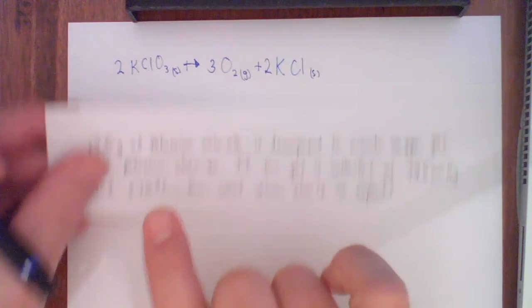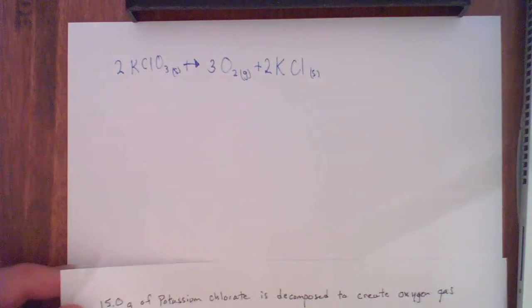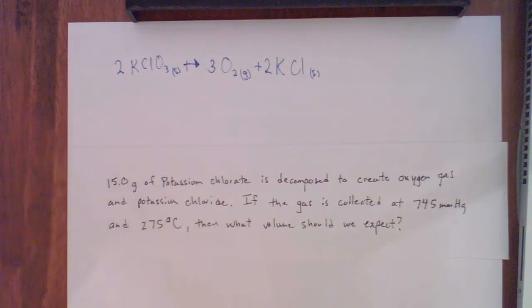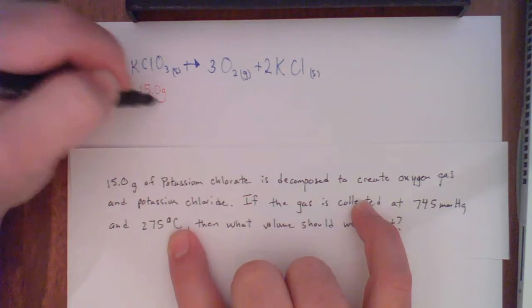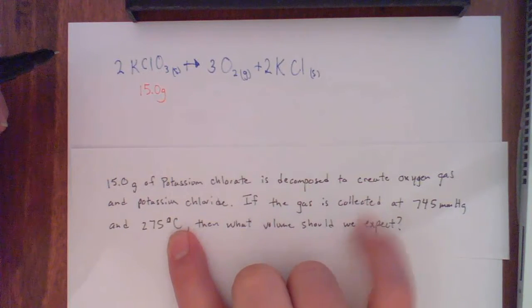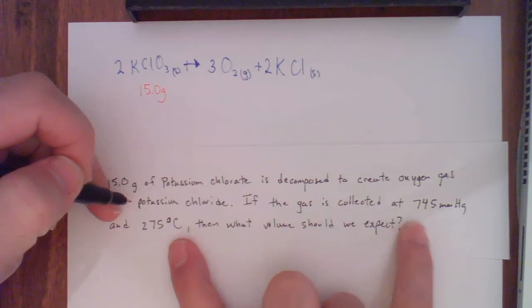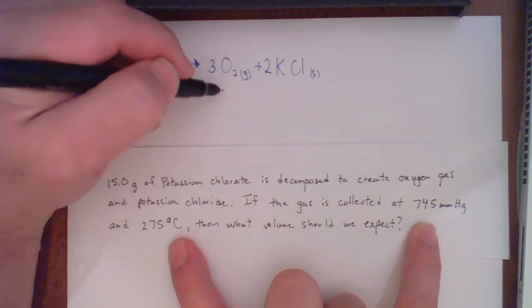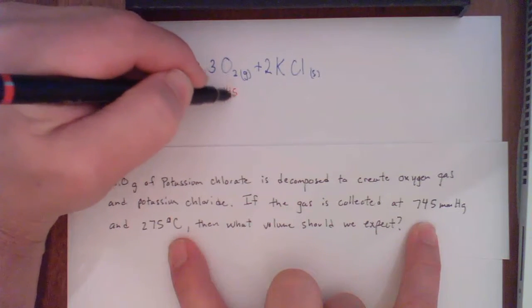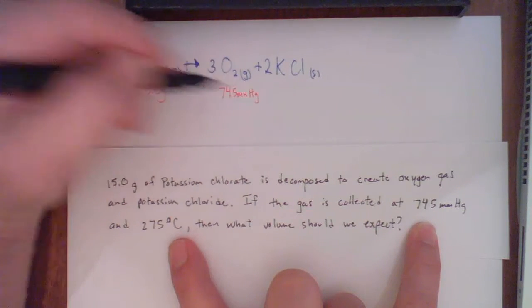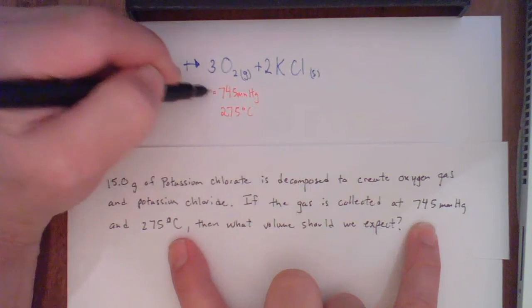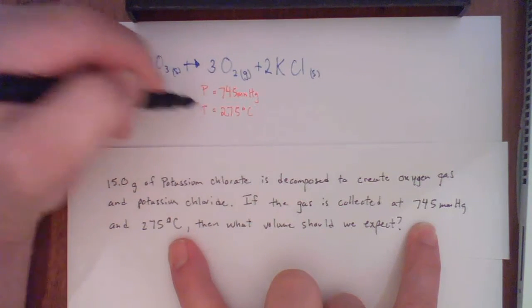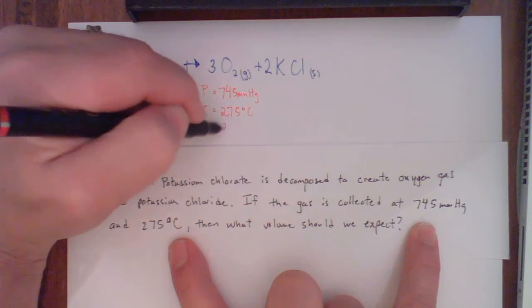All right, so now time to do the actual reaction. Oh, we need to add in our given information. I always like to add in my given information here, so that's 15 grams of potassium chlorate, and it's going to be decomposed, and then the oxygen gas we're going to collect is going to be at 745 mmHg and at 275 degrees Celsius. So they gave me a pressure, they gave me a temperature, and we're looking for the volume.